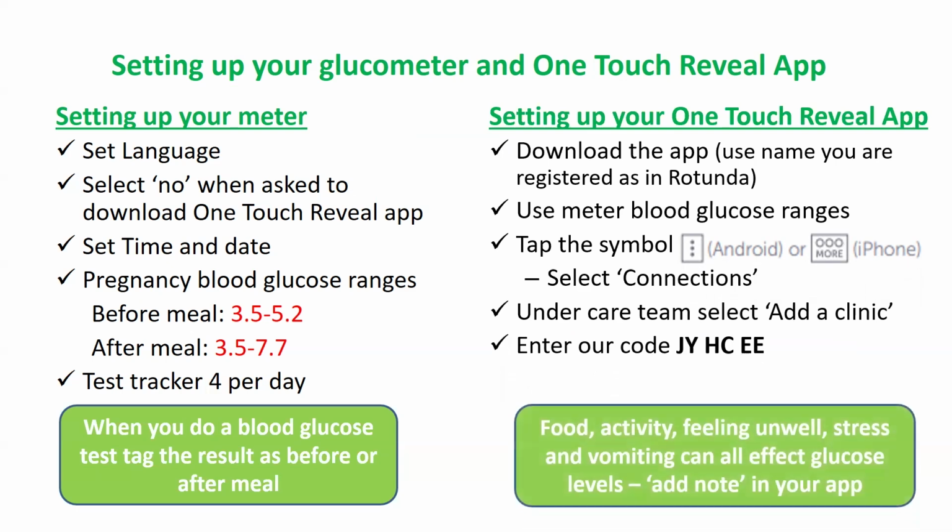And also, just a reminder that many things can affect your blood glucose levels. So food, activity, being unwell, stress, nausea, vomiting can all affect your blood glucose levels. So if you do note that you are having high blood glucose levels, you can add a note in the phone application and write in what you think caused the blood glucose level to go high. And that can be really helpful for whenever the midwives or the nurses are phoning you for your virtual telephone calls as well.